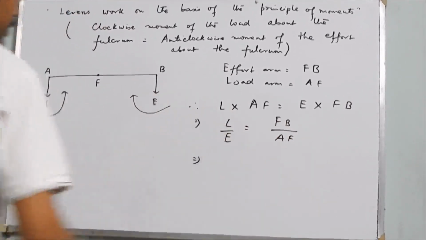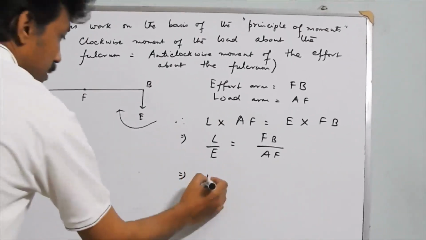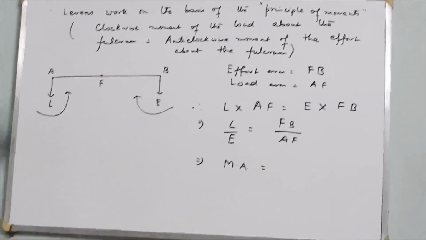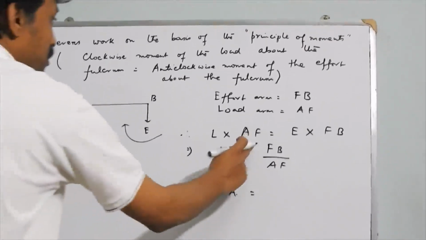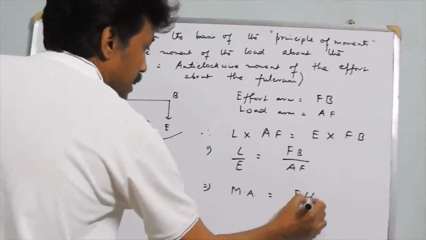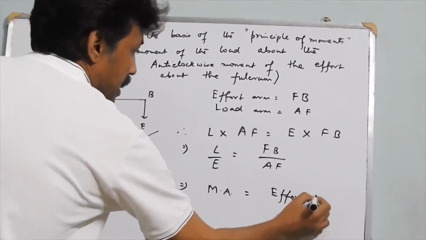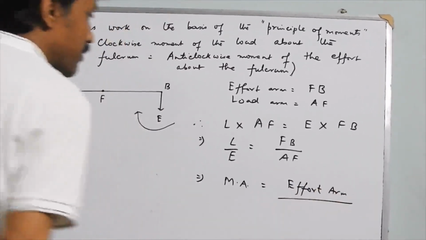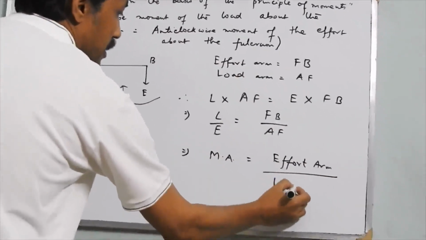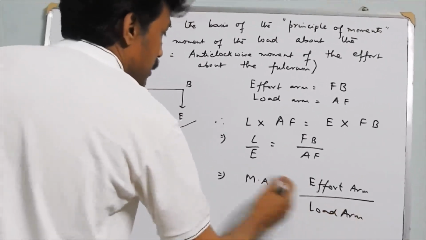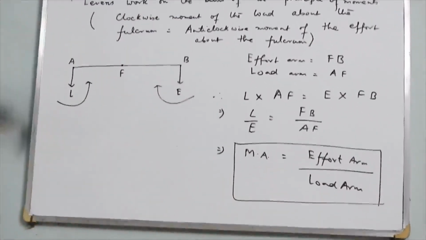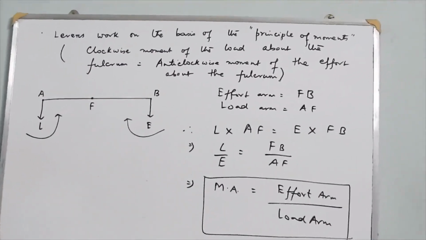Now what is load by effort? It is the mechanical advantage of the lever. Mechanical advantage, the definition is load by effort. So this is FB. Now what is FB? FB is effort arm. So I can say that mechanical advantage is equal to effort arm divided by AF, that is the load arm. So in the case of levers, we can have mechanical advantage as effort arm by load arm.